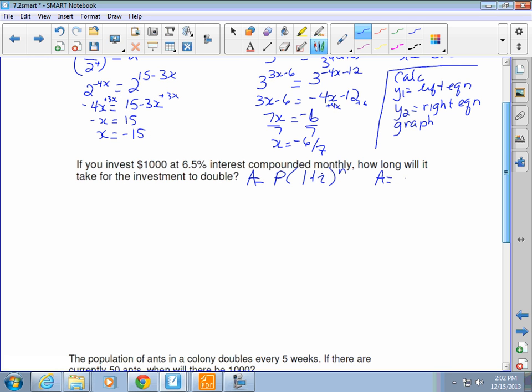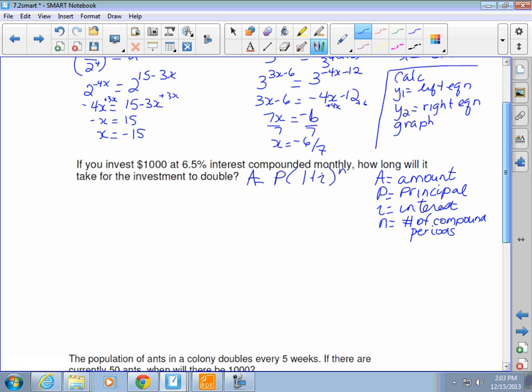So your A is your amount that you're going to end up with. Your P is the principal, so the amount you start with. I is your interest. And n is the number of compound payments, or number of compound periods.